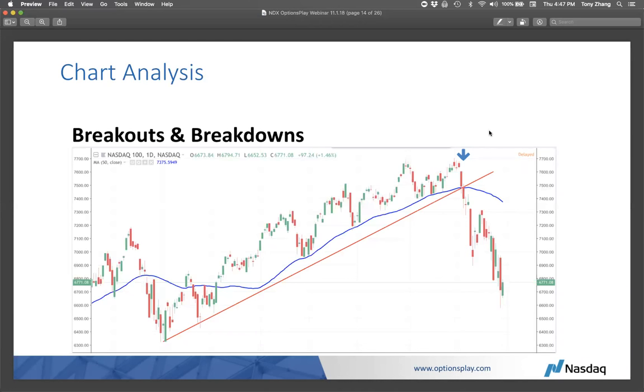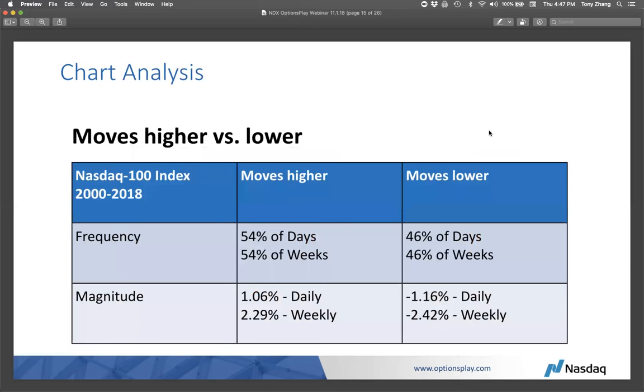So some of the stats that I wanted to point out specifically regarding breakouts and breakdowns is that we looked at the Nasdaq-100 index from 2000 to 2018. So 18 years of data. We looked at daily data and we looked at weekly data. We wanted to see the breakdown of the number of days and weeks when the index moved higher versus lower. And you can see very clearly there's a pretty big difference: 54% of days and 54% of weeks the index moved higher, versus only 46% of days and weeks the index moved lower. So clearly there's a bias right off the bat that there's a higher probability of the index moving higher versus lower.